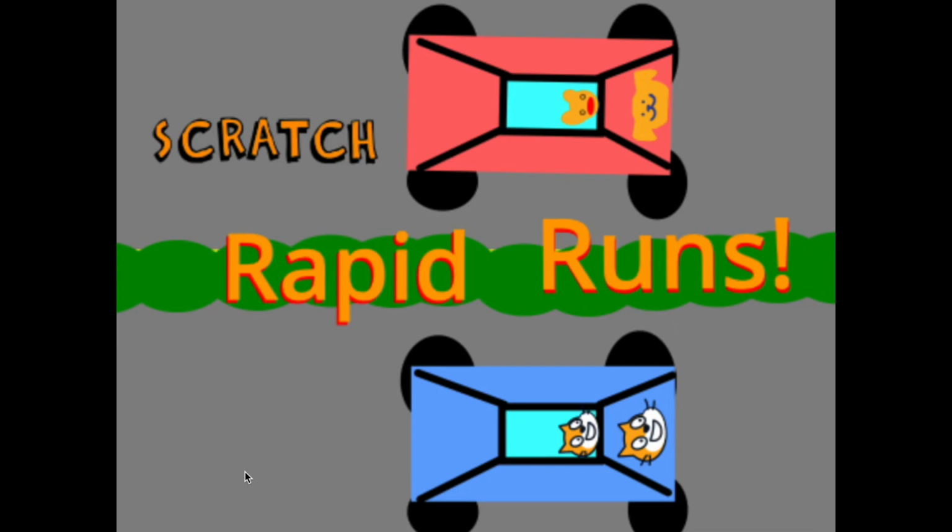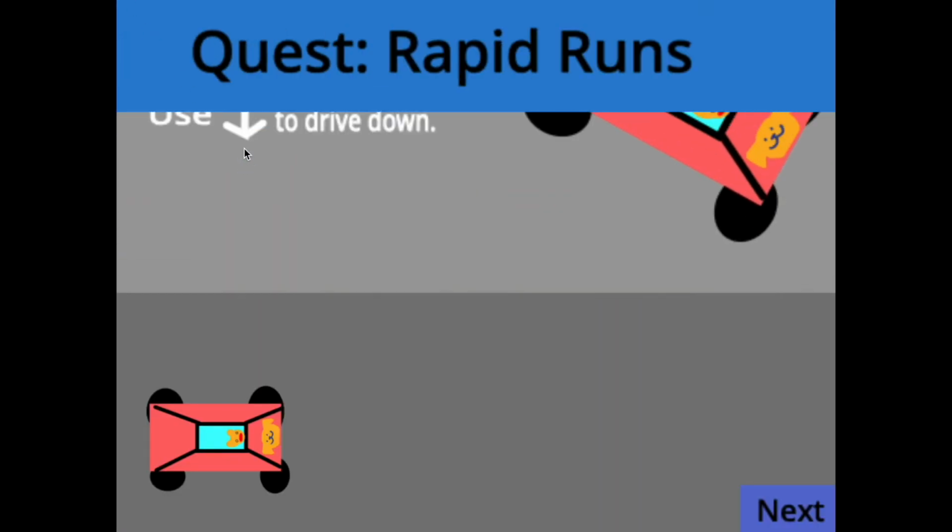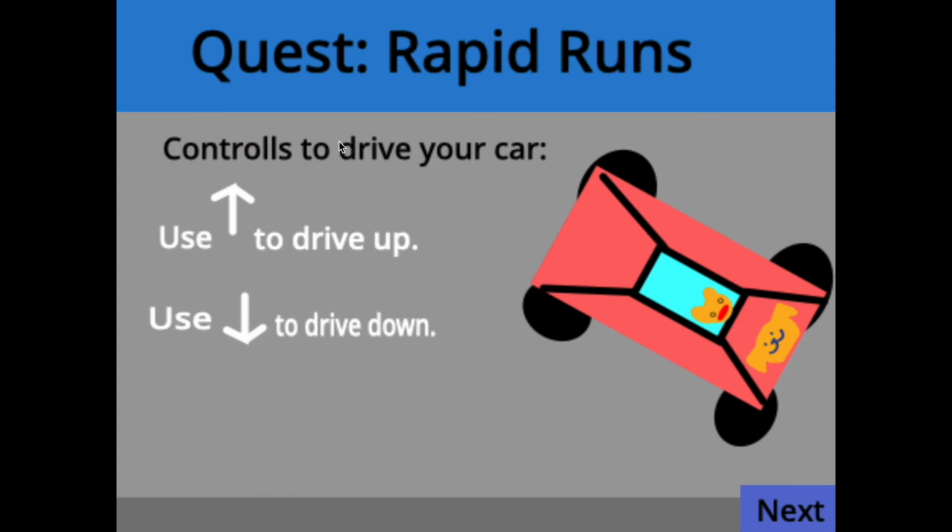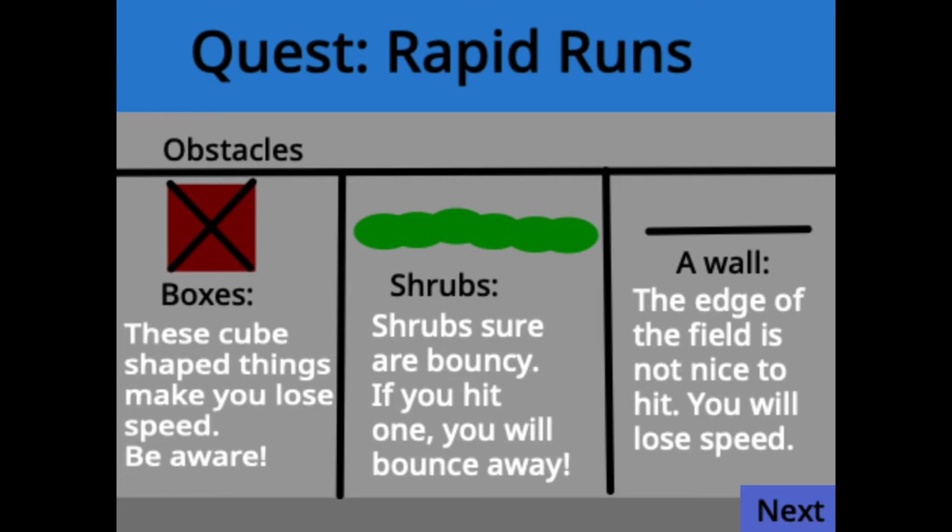Today, we're creating a game called Rapid Runs. Now, if you ever wanted to create a racing game, today we're going to be covering all of the concepts of a racing game. Now, let's begin by demonstrating. At the beginning, there are instructions, the controls to drive your car, which are the up arrow and down arrow. There will be the obstacles, the boxes, shrubs, and walls.